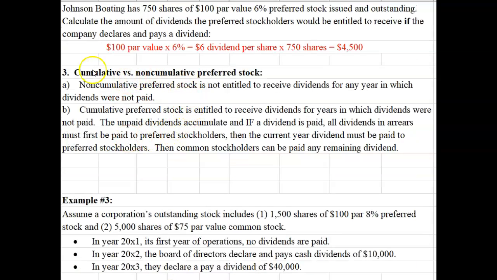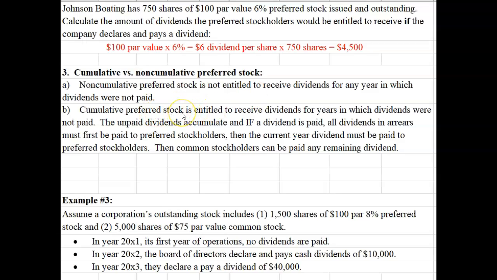Now let's discuss cumulative versus non-cumulative preferred stock. Non-cumulative preferred stock is not entitled to receive any dividends or shortage of dividends for any year in which dividends were not paid or an amount was not sufficient to satisfy the commitment to the preferred shareholders. In other words, if they didn't get the dividend, they lose the dividend in any year.